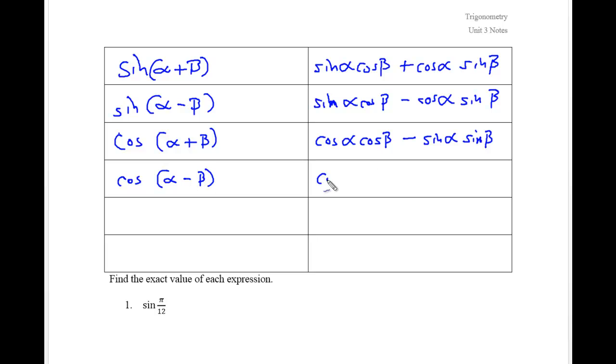And so here we have another, cosine of alpha minus beta. So this is going to be cosine alpha cosine beta plus, instead of minus, the sine of alpha sine of beta.